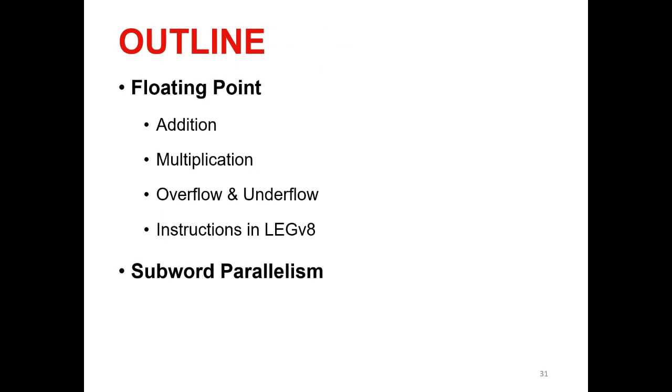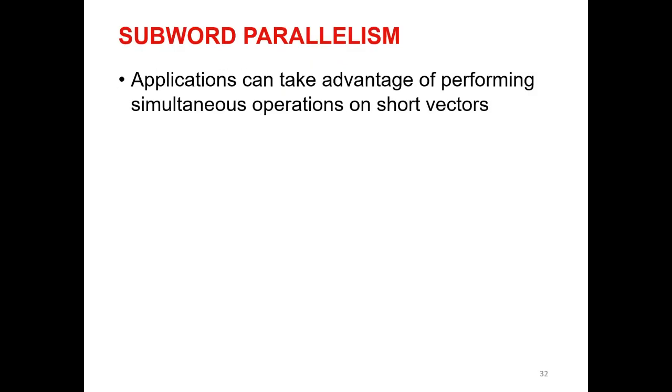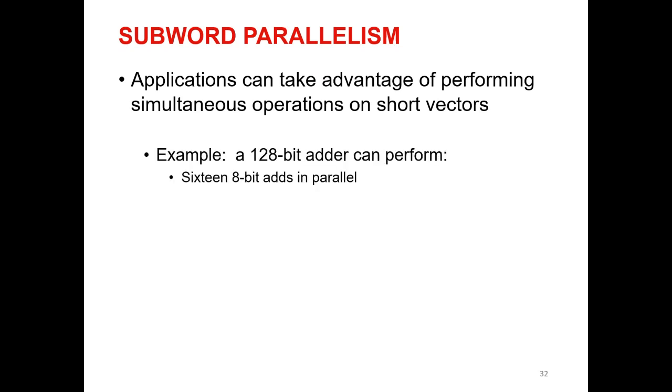Now, let's move on to subword parallelism. So what is subword parallelism? It's a very simple concept. It's the idea that applications can perform operations in parallel, and with this we can improve the performance. For instance, if I have an arithmetic logic unit that can add 128 bits at the same time, it can perform 16 8-bit adds in parallel instead of just adding 128 to 128.